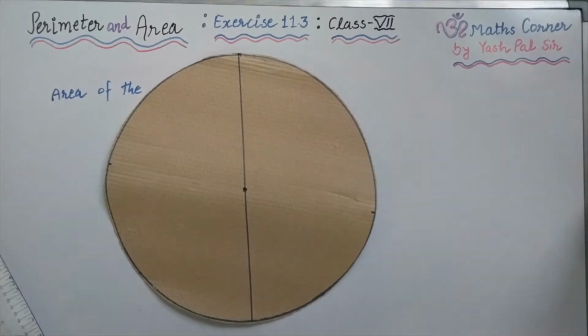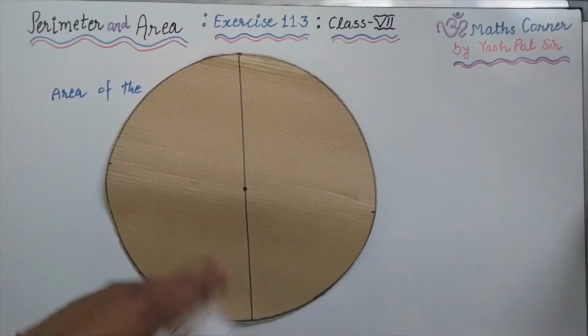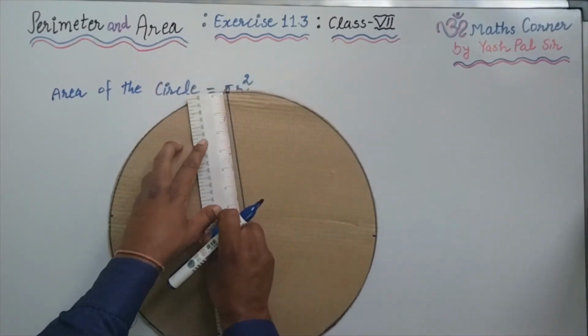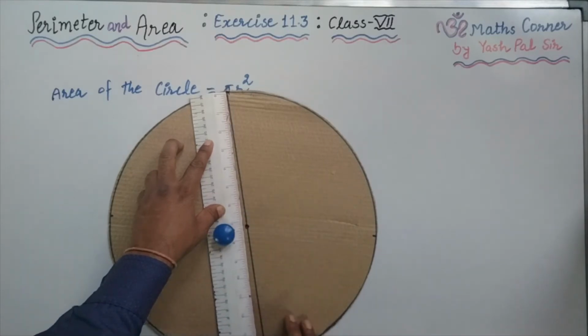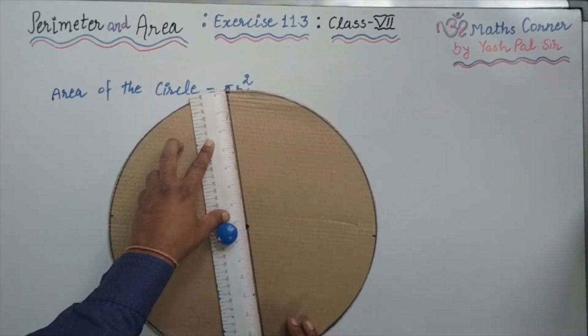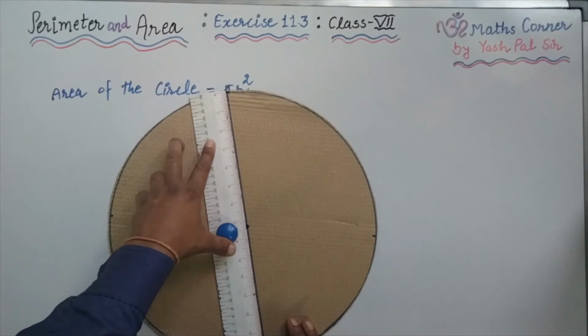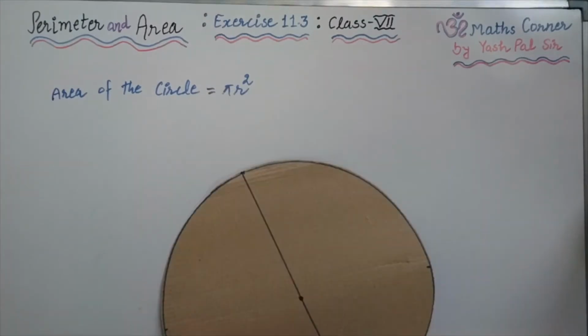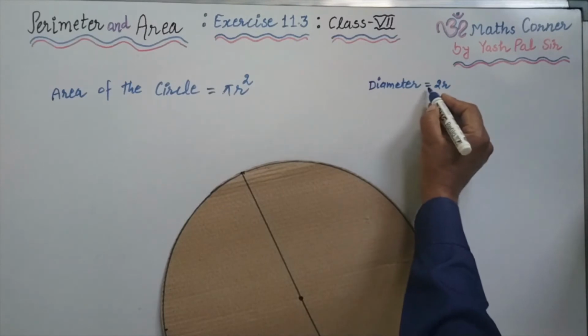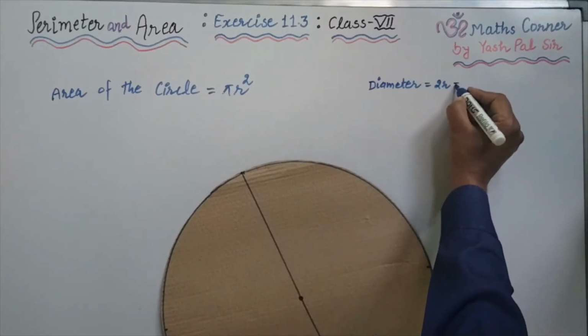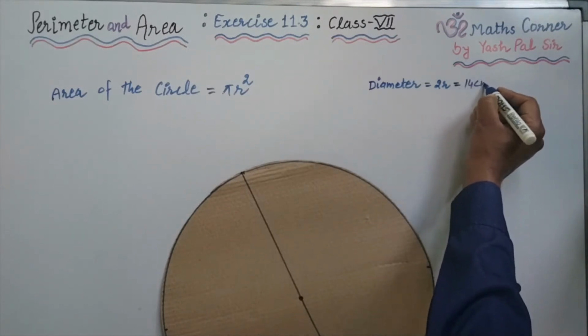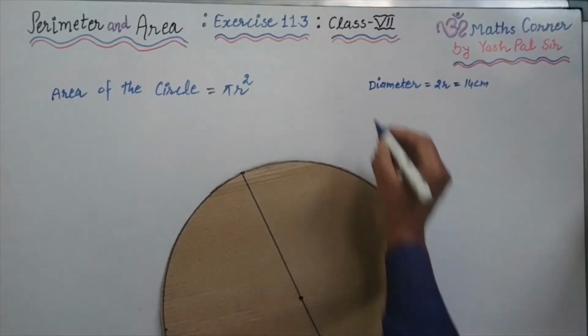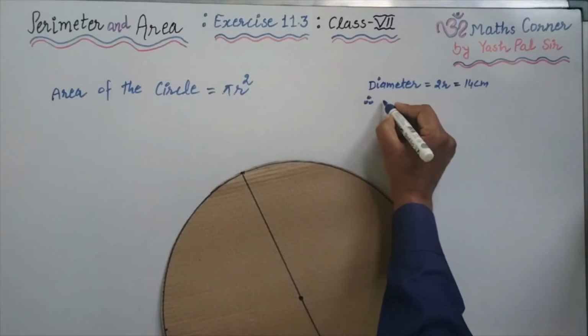Infinite diameters of the circles. Here first of all, let us see what is the length of this diameter. This is 14.0 or say 14 centimeter. So here I am writing diameter is equal to 2r. This is equal to 14 centimeter.